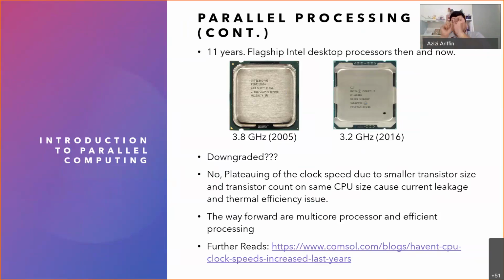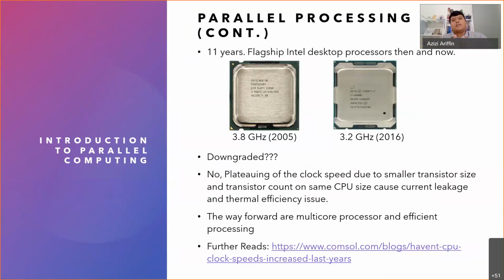Tetapi since dia dah jadi terlampau kecil, dia increase the probability of the electron to pass through. So at the end of the day dia akan cause current leakage pasal dia terlampau kecil, right? So itulah one of the challenges of handling more and more transistor on the same die. We have what we call as current leakage due to quantum tunneling, right? And also thermal efficiency issue, right?